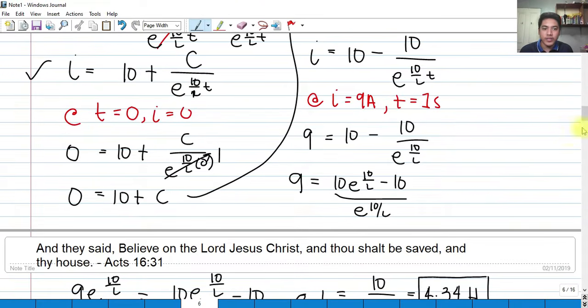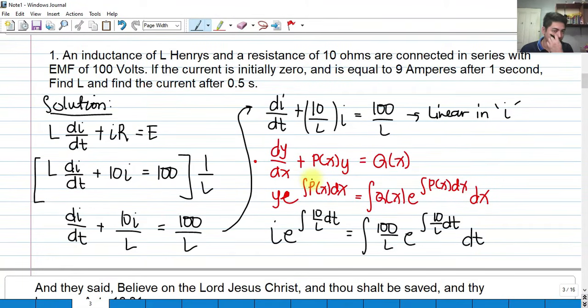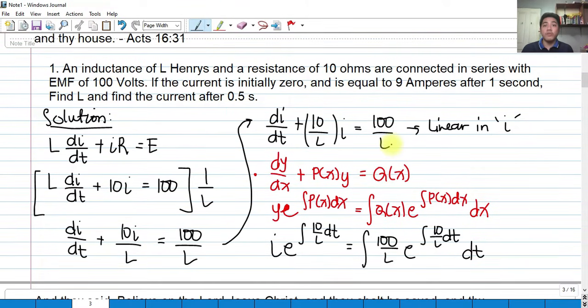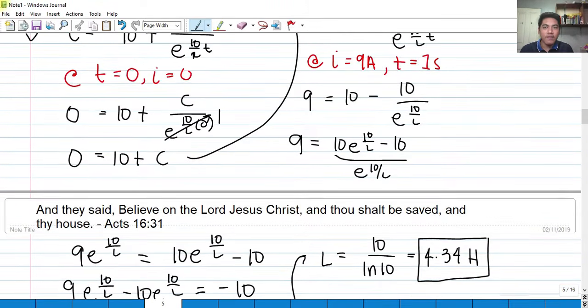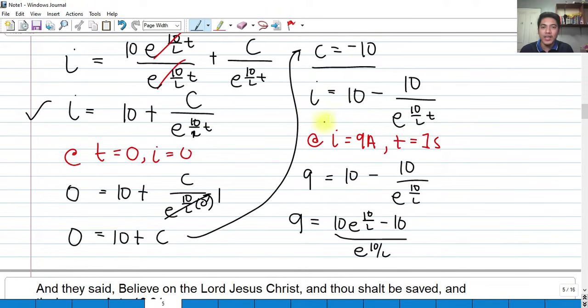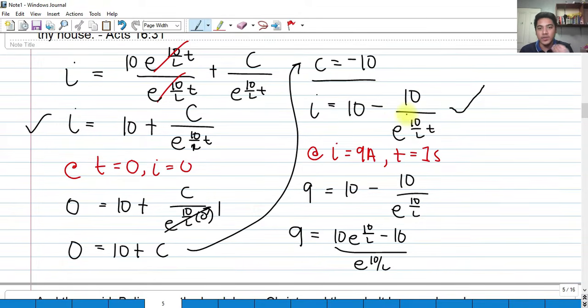And the other question is to find the current after 0.5 seconds. So after 0.5 seconds, you can see we now have the model equation, which is this. We can find the current at any time t, as long as we know the value of L. The value of L here does not change. The only thing that is changing is the value of current with respect to time, because our formula is L di over dt plus IR is equal to E. So there is a change in current with respect to time.